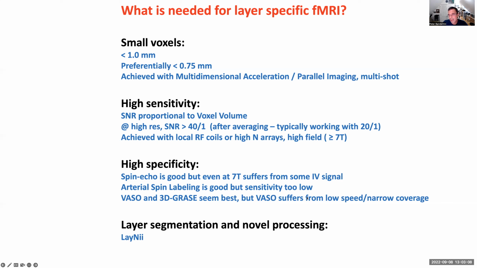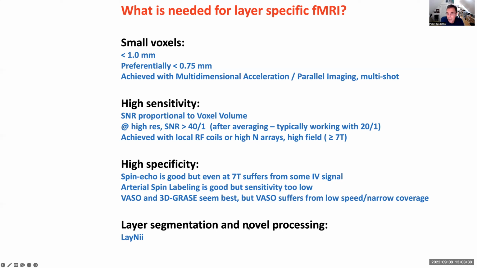But it's still kind of slow, and so you don't quite get as much efficiency. 3D GRASE is a technique that has been developed that seems to work pretty well for being selective as well. It's a combination of spin echo, but it's done in a slightly different way that's less sensitive to these large vessel effects. So I'm not going to get into that sequence, but it's a sequence that seems to work. And of course, you need novel processing.